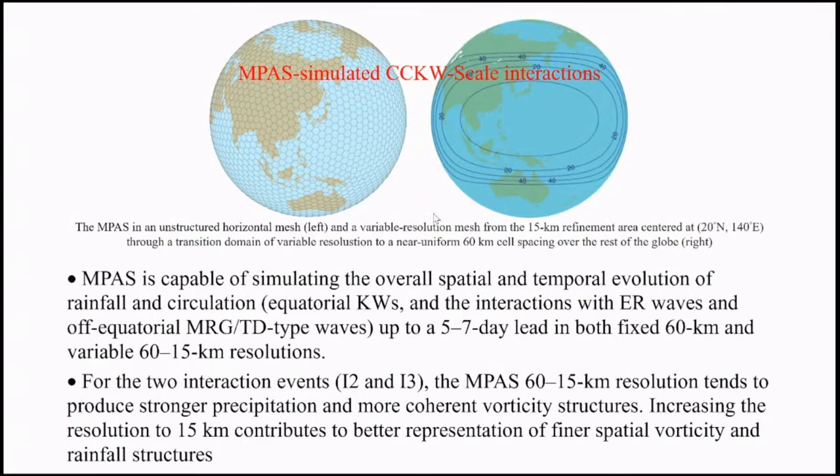But for the two interaction events, the MPAS variable resolution tends to produce stronger precipitation and more coherent vorticity structure. This tends to be a positive bias, and increasing the resolution to 15 kilometer contributes to a better representation of finer spatial vorticity and rainfall structure.